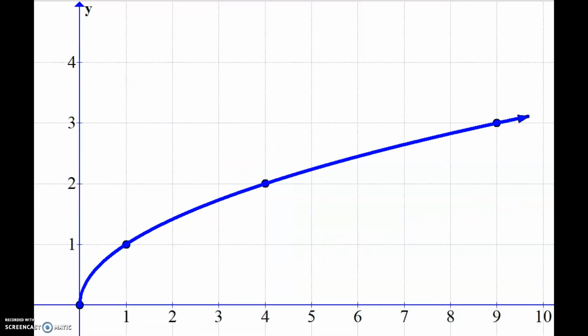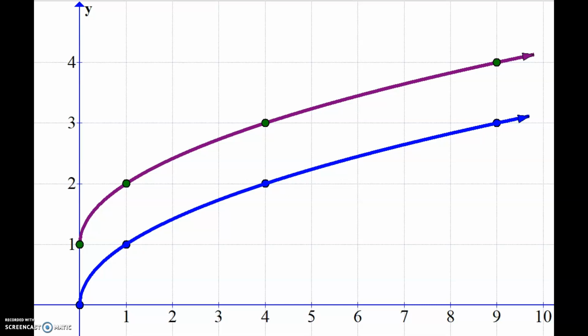Again, here is the graph of our parent function. So we'll plot the points from the table of values earlier. We have (0, 1), then (1, 2), (4, 3), and then (9, 4). Connecting these, we will get the graph of the square root of x plus 1.